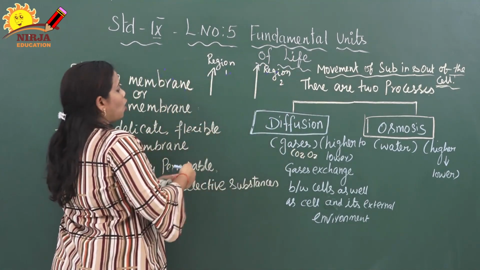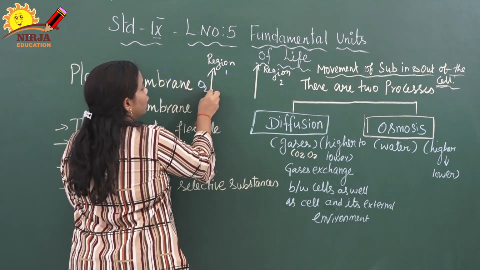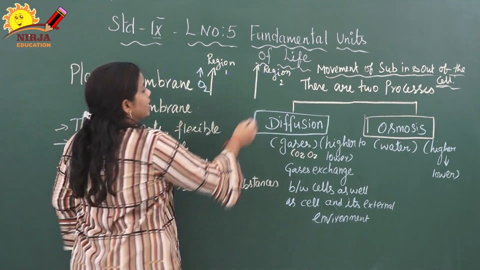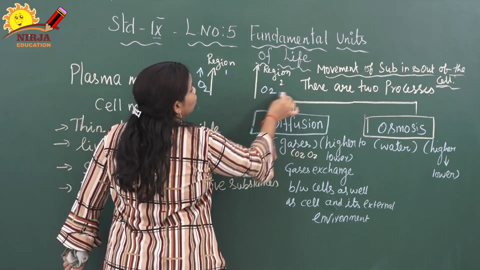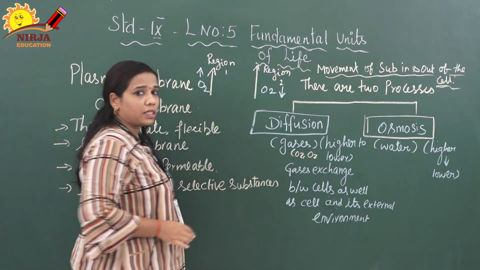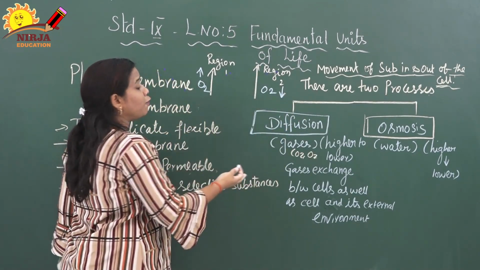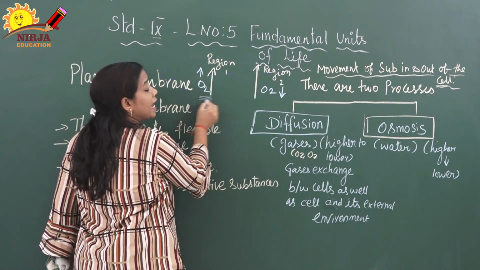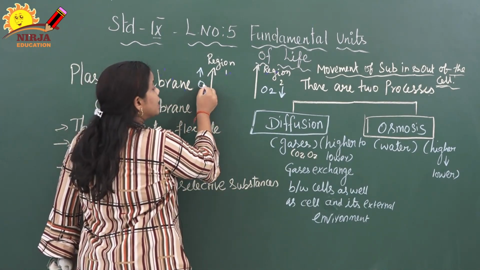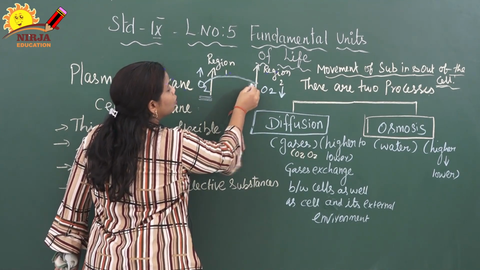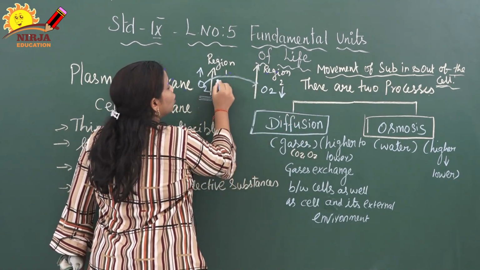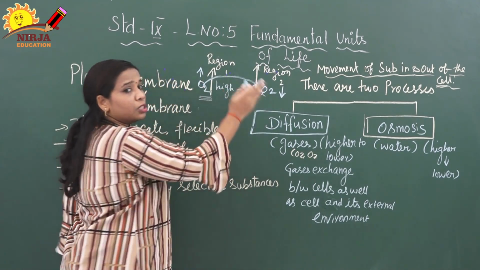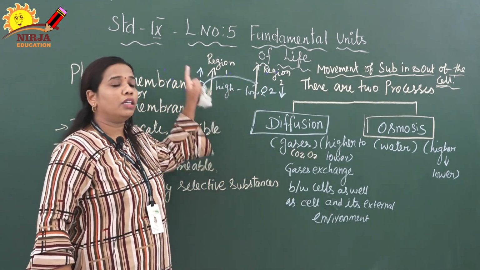Right, here the oxygen level is more. Region 1, the oxygen concentration is very high. At the same time, in region 2, the oxygen concentration is less. So how does the diffusion process work, where will the oxygen go? Here is the higher concentration. From here the oxygen will pass to the next region of lower concentration. So the oxygen is moving from higher concentration to lower concentration. This process is called diffusion.